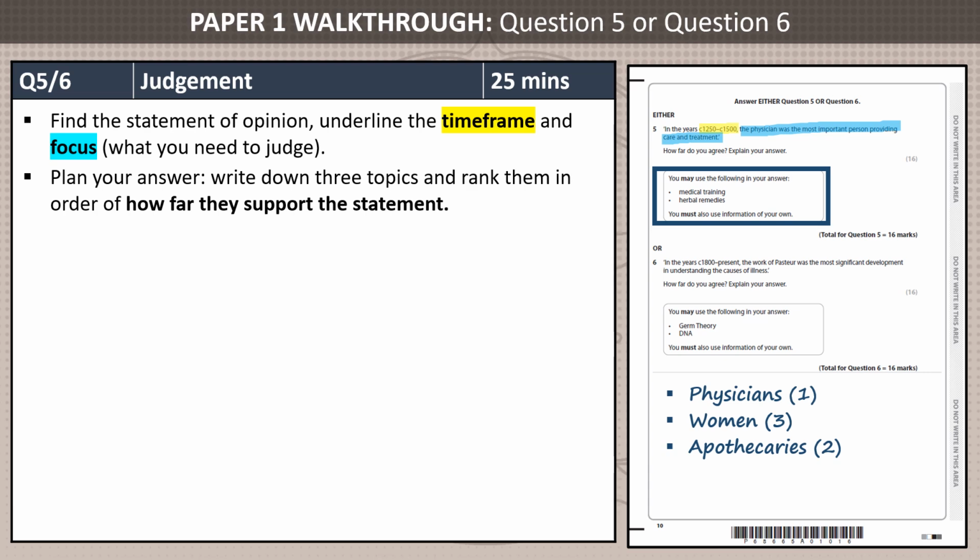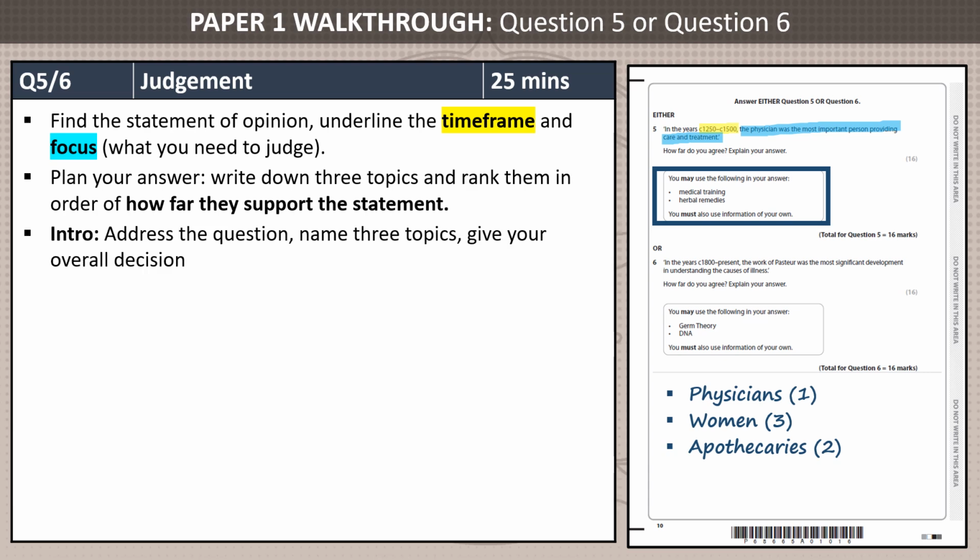My paragraph on apothecaries will support the statement a bit and challenge it a bit, because I'm going to explain that apothecaries gave more practical remedies than physicians, but they often prescribed what physicians recommended, so I've ranked this 2nd. Overall, I'm mostly going to disagree with the statement of opinion.